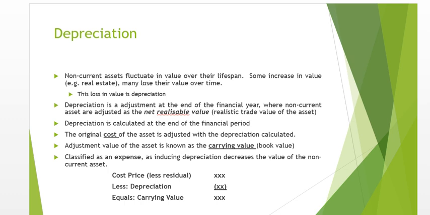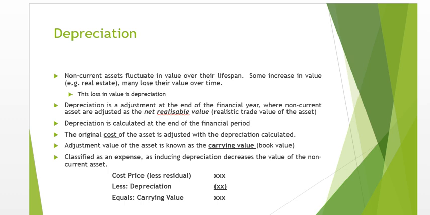How do we calculate depreciation? Well, we calculate on the original cost price. And if we make an adjustment to the cost price, so if we say our vehicle is 100,000 Rand, it's now depreciated by 10,000 Rand, to now be 90,000 Rand. So that 90,000 Rand is then our carrying value or the book value. Okay.